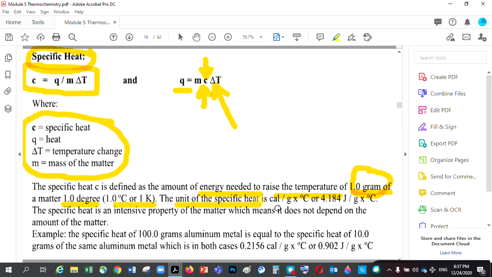The unit of specific heat is therefore calorie per gram degree Celsius, or we can use the joule. As we said, one calorie is 4.184 joules, so it will be 4.184 joules per gram degree Celsius. As I mentioned before, the specific heat is an intensive property of a matter. It does not depend on the amount of the matter itself. Whether I use 100 grams of aluminum or just 10 grams of aluminum, the specific heat of aluminum is still 0.2156 calorie per gram degree Celsius, or 0.909 joule per gram degree Celsius.